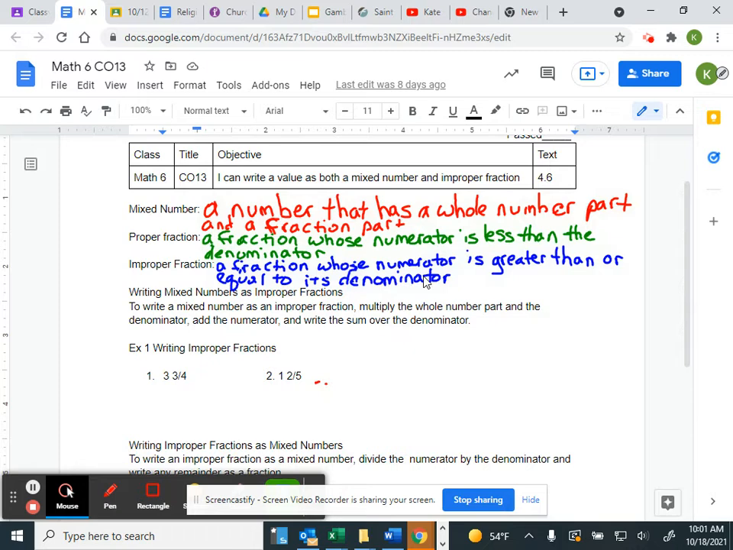So the mixed number has a whole number and a fraction. The proper fraction has a numerator less than the denominator, and the improper fraction has a numerator that's greater than or equal to the denominator. So an example of these would be for a mixed number, we could say 1 1/5. We have our whole number and a fraction. A proper fraction would be that 1/5. An improper fraction would be 7/5, because that 7 is bigger than the 5.